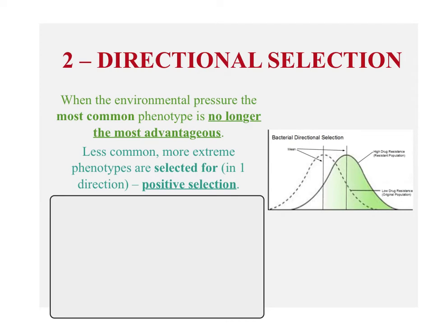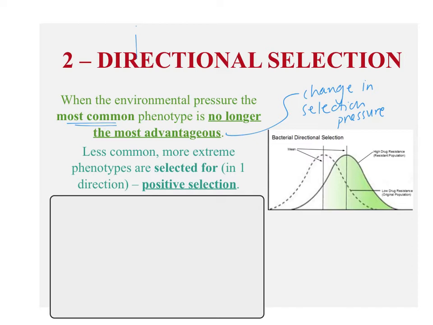The second type of selection is directional selection. And remember, we're talking about the effect on the most advantageous phenotype. Directional selection is where the most common phenotype isn't any longer the most advantageous. Okay, and this would be generally caused by a change in environment, and more specifically, a change in selection pressure. And the example we can see here, in the diagram, is one that is most often dragged up with this topic, especially in paper 3.